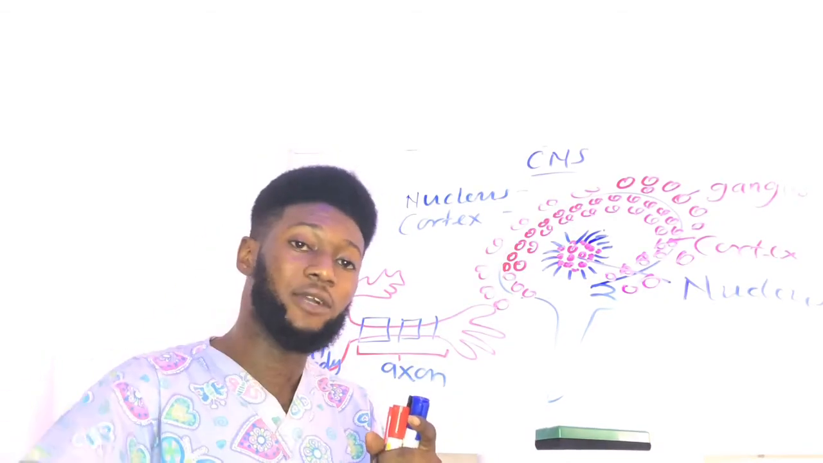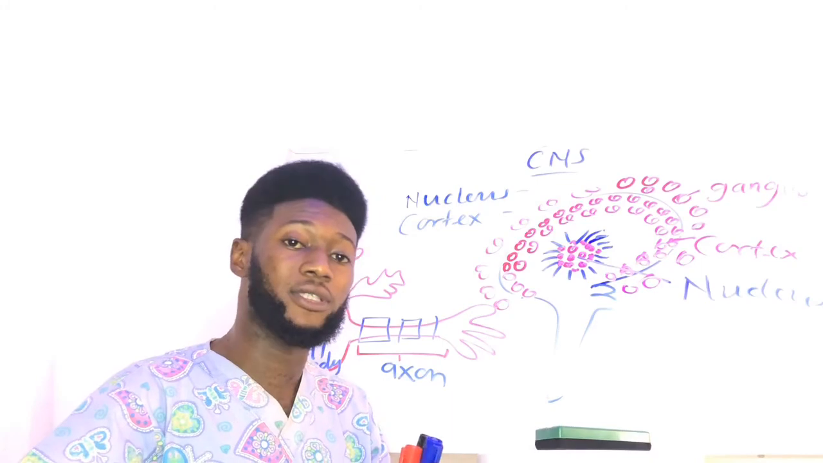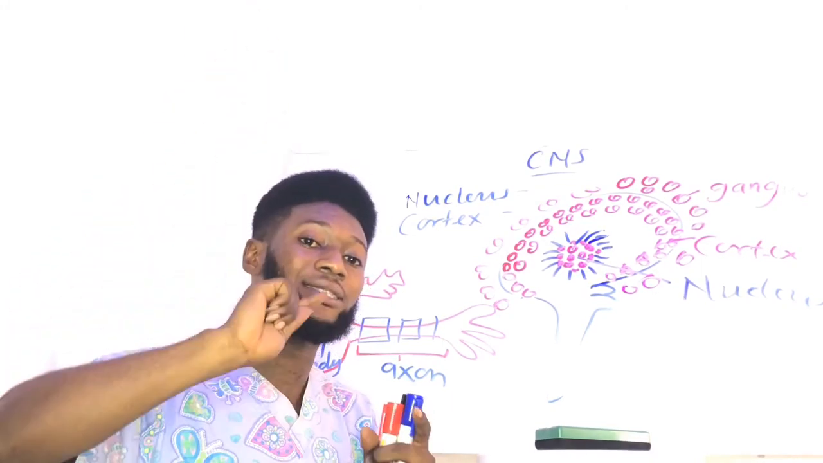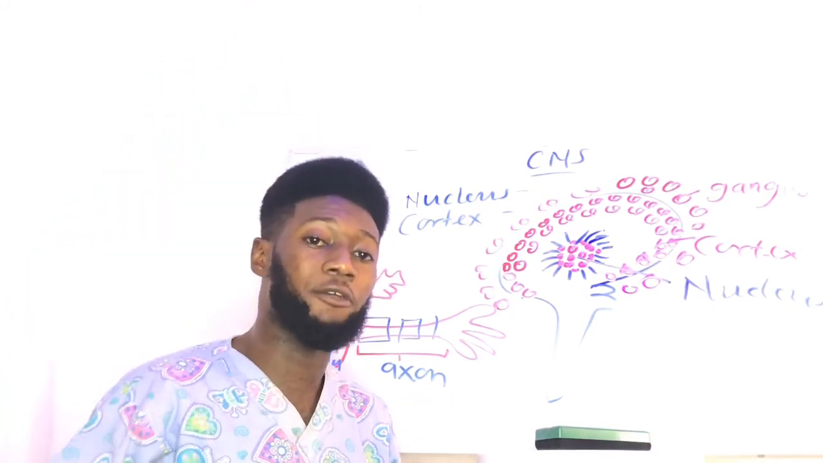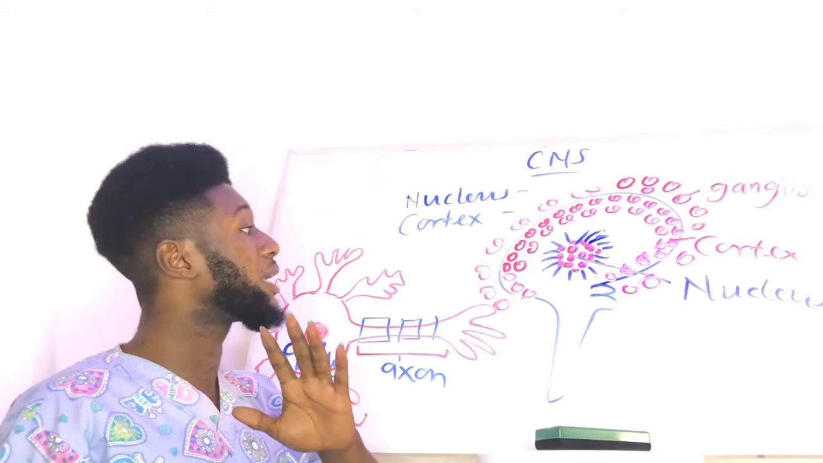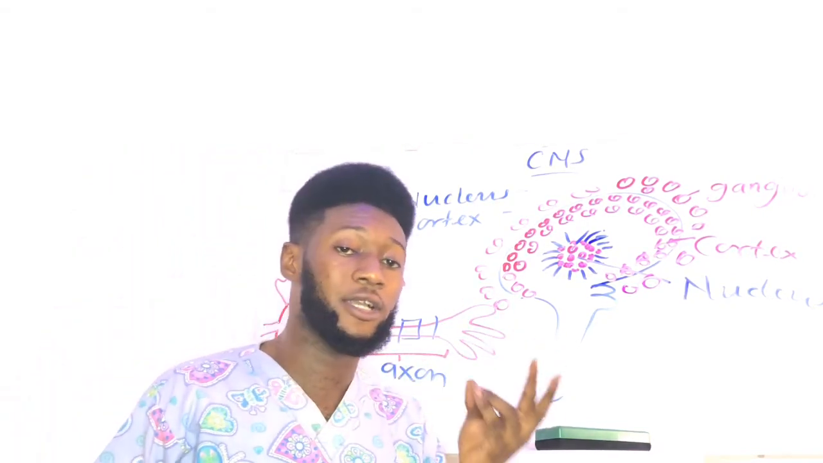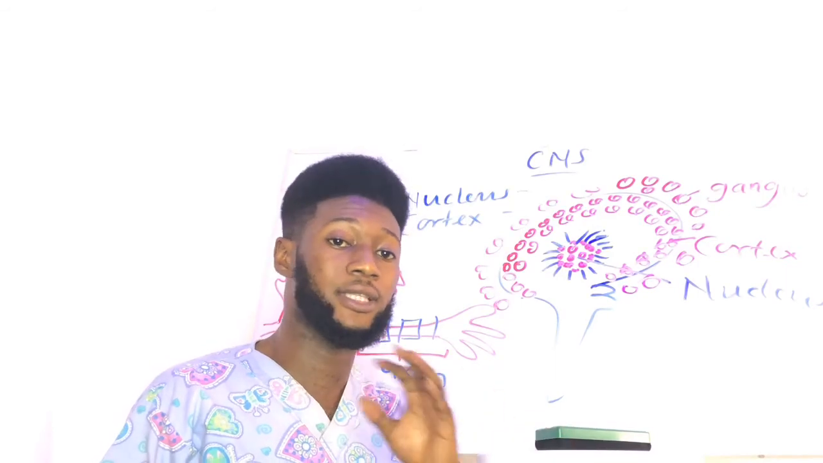Some of the tracts are going upwards, others are coming downwards. Those going upwards are referred to as ascending tracts. Those coming downwards are referred to as descending tracts. So it's a very clear distinction between nerves, ganglion, nucleus, cortex, and all that.